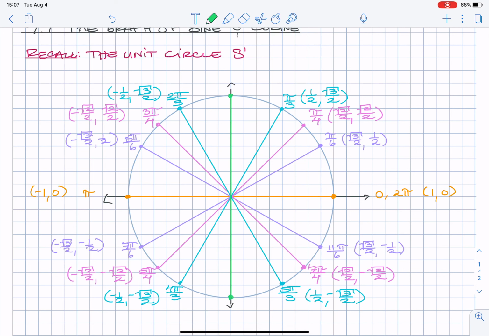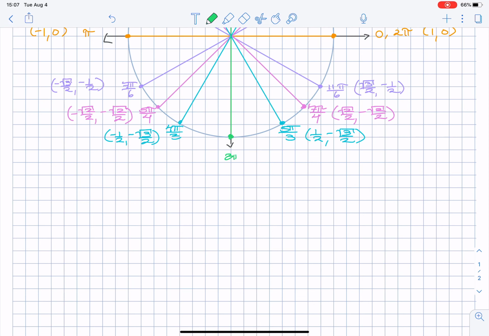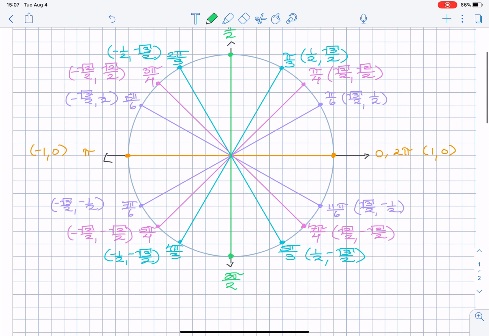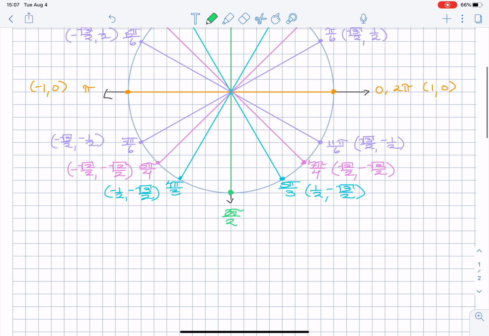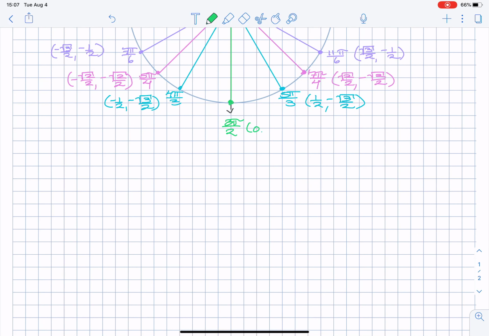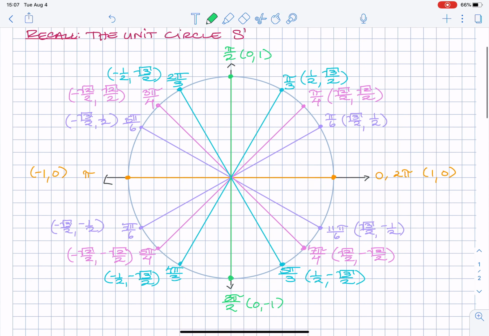So if we look at our pi over 2's, which are 90 degrees, to 3 pi over 2's, so that's 270 down there. The coordinate up here is 0 for x, 1 for y. The coordinate down here is 0 for x, negative 1 for y. So there we are, full circle, the unit circle. So hopefully everyone's getting a bit more comfortable with this.